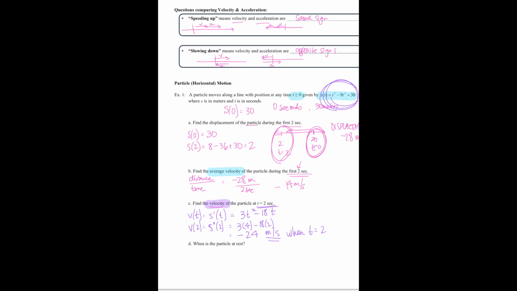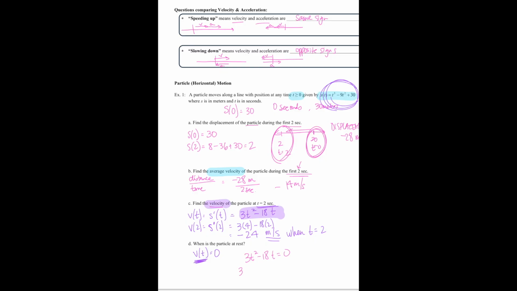All right, when is the particle at rest? Okay, if you look back at the notes that we just did a second or two ago, we know that when velocity equals 0, that's when the particle is at rest. So I've got v of t. I just figured it out in the previous problem. It's right here. Okay, so let's set that equal to 0. 3t squared minus 18t equals 0.